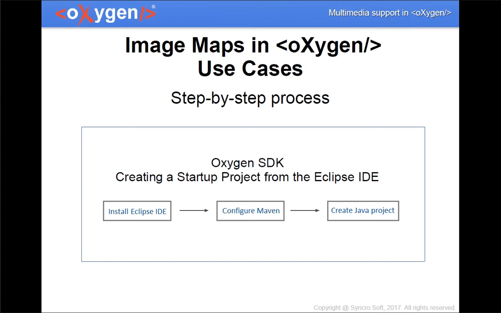But this does not say a lot. You need more information, right? Then you could use image maps to click on each of the steps and then get full information, the entire procedure that you have to take to install Eclipse, to configure Maven, or to create a Java project.